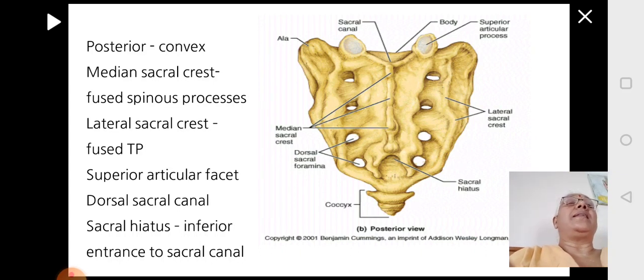Then you can see the lateral sacral crest formed by the fusion of the transverse processes of the sacral vertebrae, whereas the median sacral crest is formed by fusion of the spinous processes of the sacral vertebrae. The superior articular facet will articulate with the inferior articular process of the last lumbar vertebra, and the lowermost part is called the sacral hiatus, and there also you can enter into the spinal canal and the spinal cord will terminate in this part of the vertebral column.